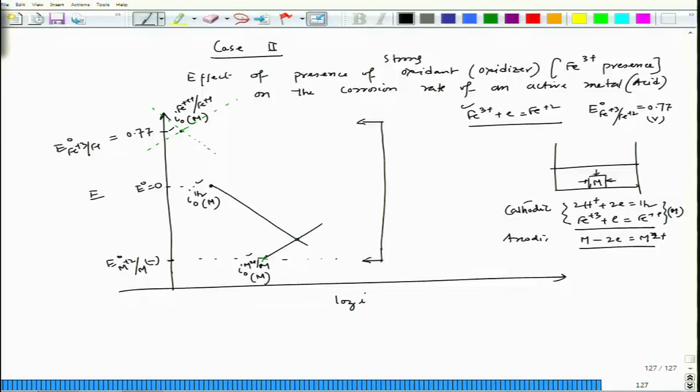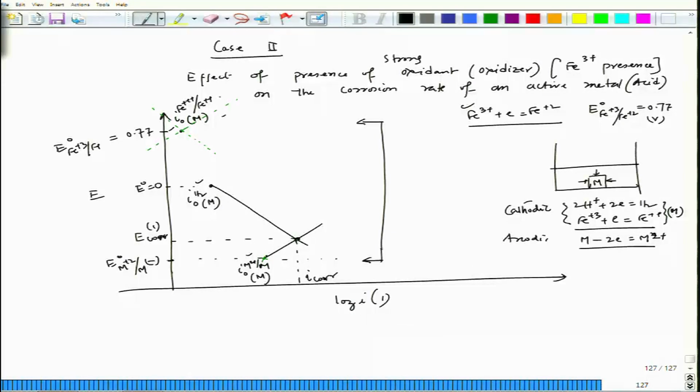That mixed potential would come in between these two extremes, depending on the situation where the net cathodic current density is equal to the net anodic current density. So, that particular point we have to find out. Now, without this Fe+3 presence, I would have gotten this particular point to be my new mixed potential and corresponding corrosion current density. This is I_corr, this is E_corr 1, let us say this is 1.